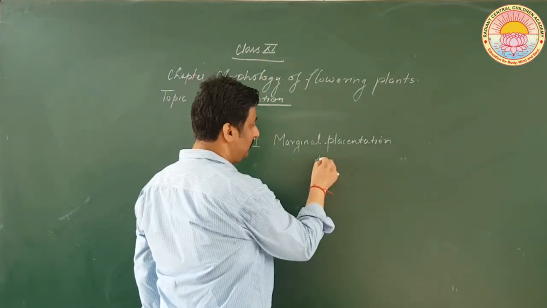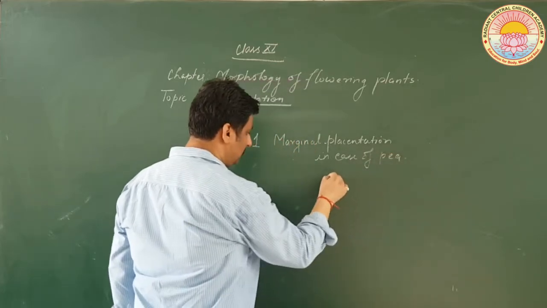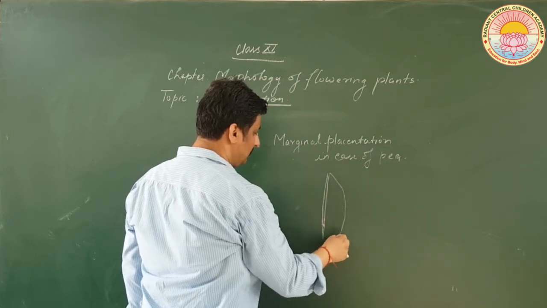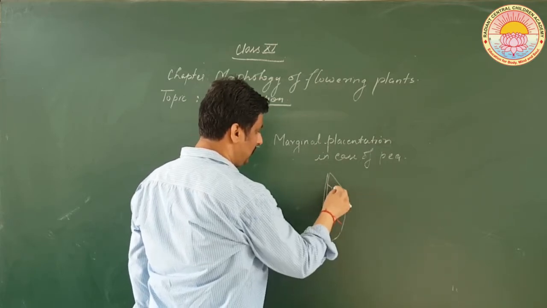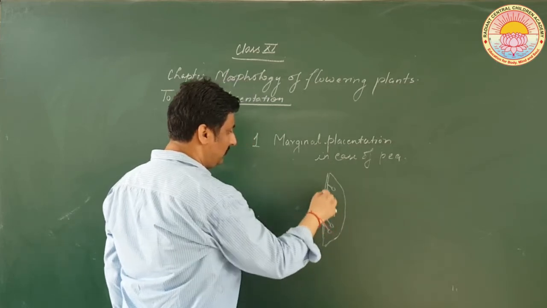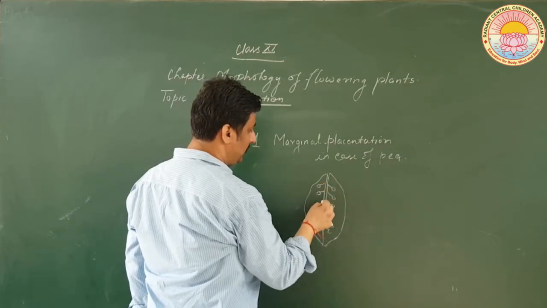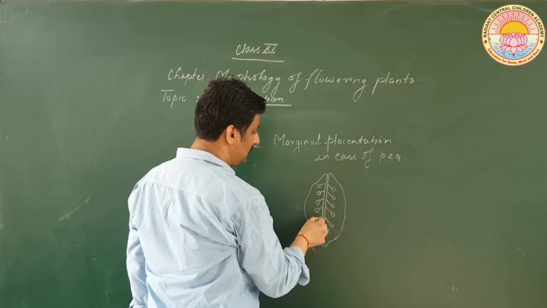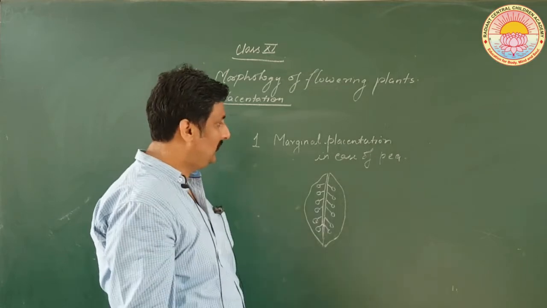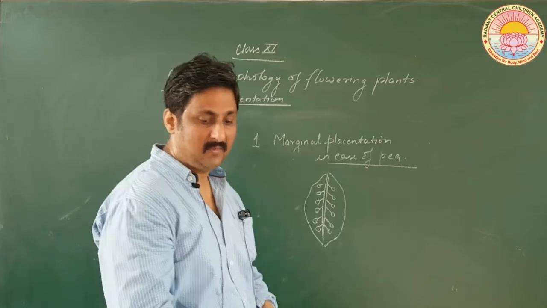For example, in case of pea plant. Now let us have a diagram. These are the ovules, you can see, distributed. These are present on the ventral structure, and this is in case of pea plant. So this is a marginal placentation.